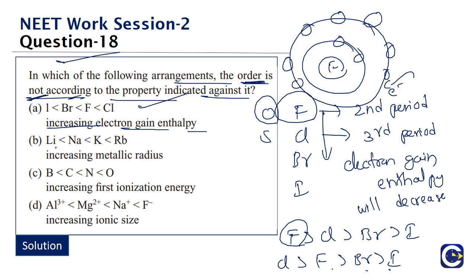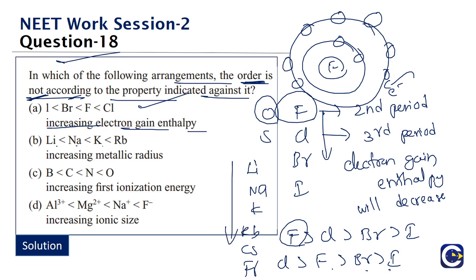Look at it. Option B is what? Lithium less than sodium less than potassium less than rubidium, increasing metallic radius. So look at it. What are these elements? Lithium, sodium, potassium, rubidium. Below that we'll have cesium, and below that we'll have francium.